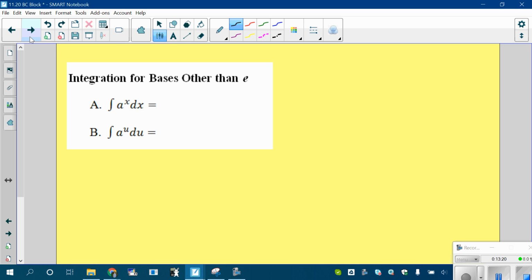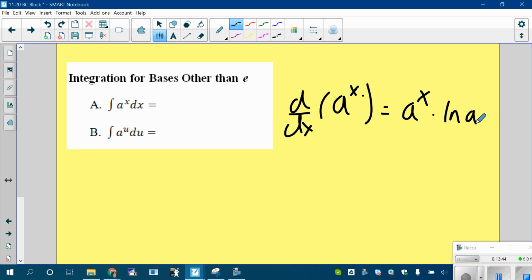Okay. This is the most confusing one for me, which is the integral rules for bases other than e. Take these slow. The way I think about this is I remember the derivative rule for a to the x. The derivative of a to the x is a to the x times ln a. This is the adjustment for the base not being e. When you integrate, you have to make that adjustment as well. You make that adjustment backwards.